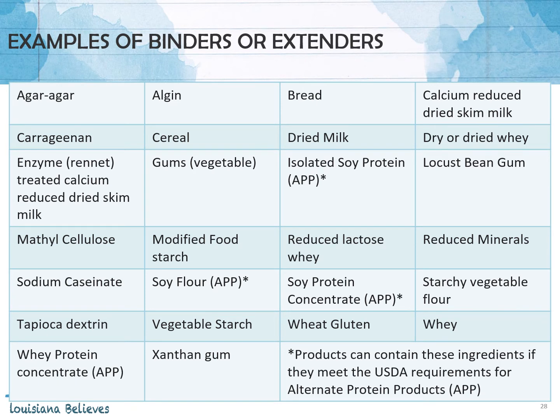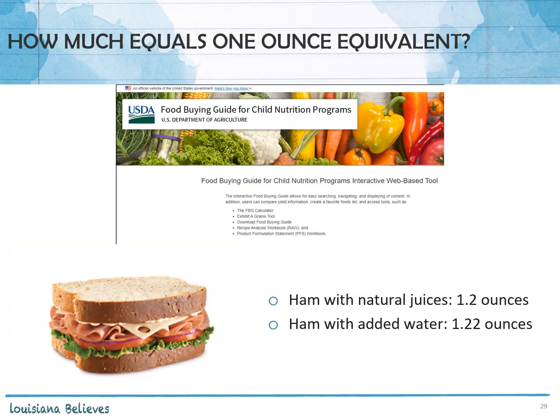This slide may look a little overwhelming. The point is to encourage you to always ask for product formulation statements or child nutrition labels for your meat products. Often schools credit cold cuts incorrectly because of the binders and extenders included in the food product. When there are binders and extenders added, the product may not credit ounce per ounce as if the product were 100% meat.